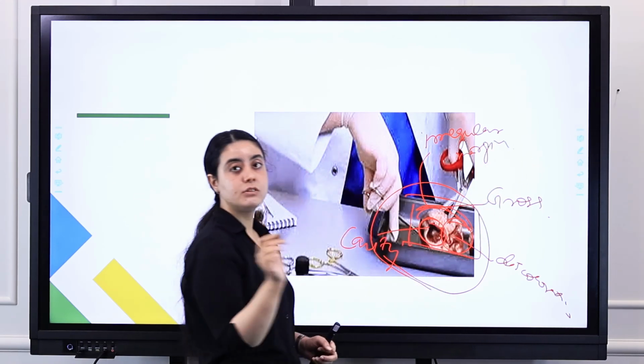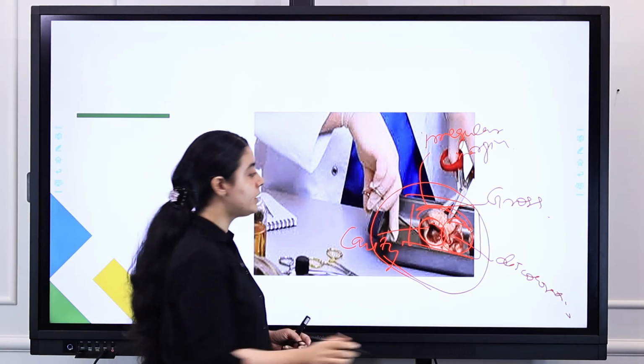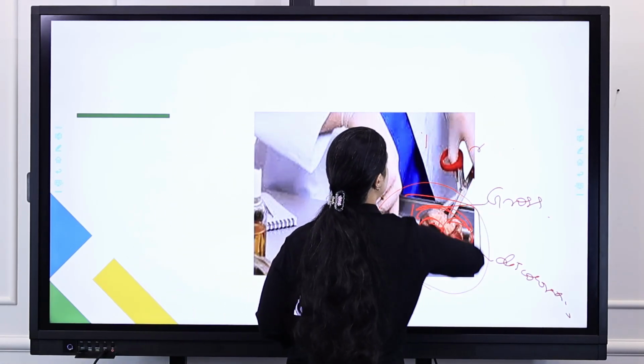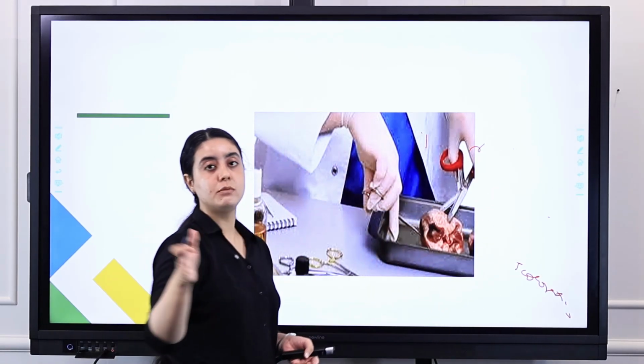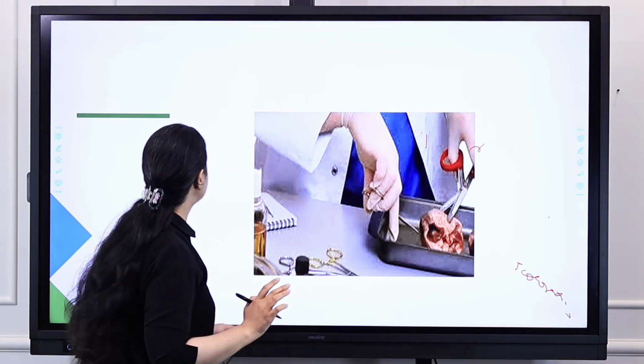So whatever you have observed, you have to mention it and record it, right? Like this, you have to perform a gross examination and then cut it into small pieces to process your further procedures, right?